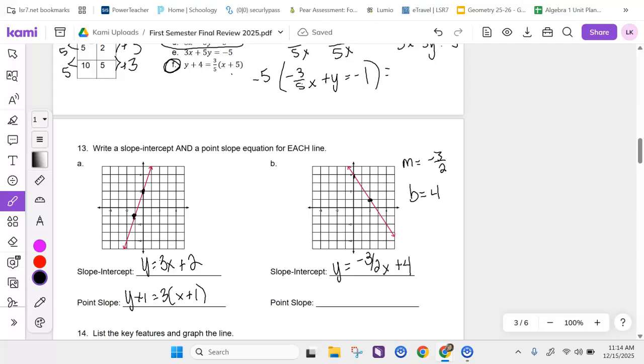If I find a point, I'm going to use this point right here, which is 2, 1. So I'm going to have y minus 1 equals -3 over 2 times x minus 2. That's video 1.